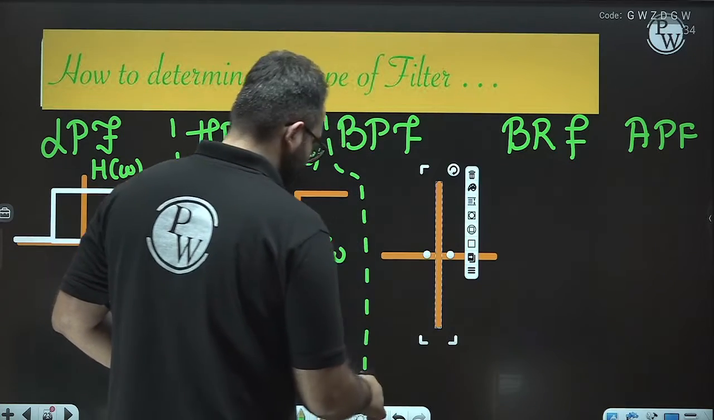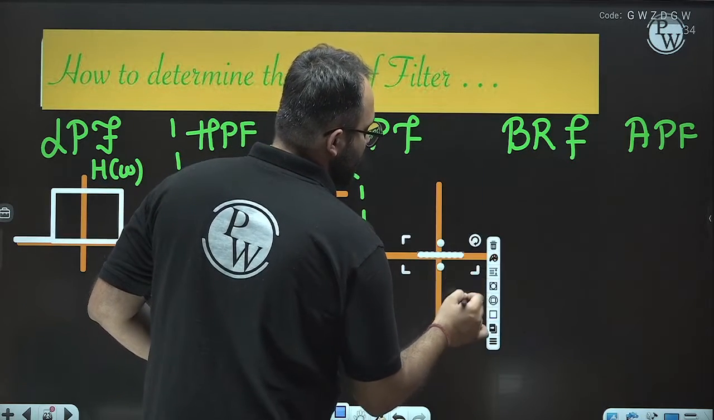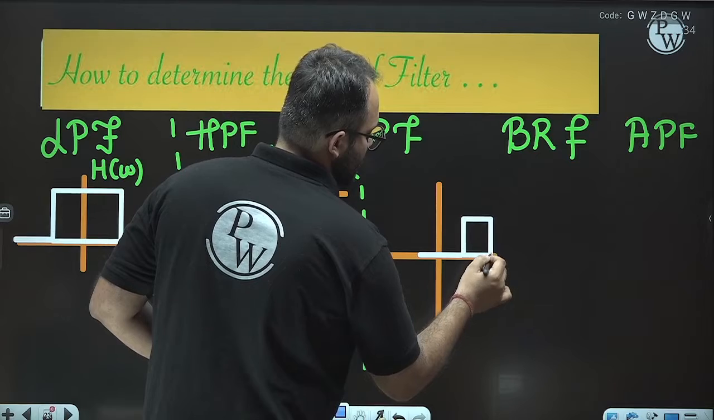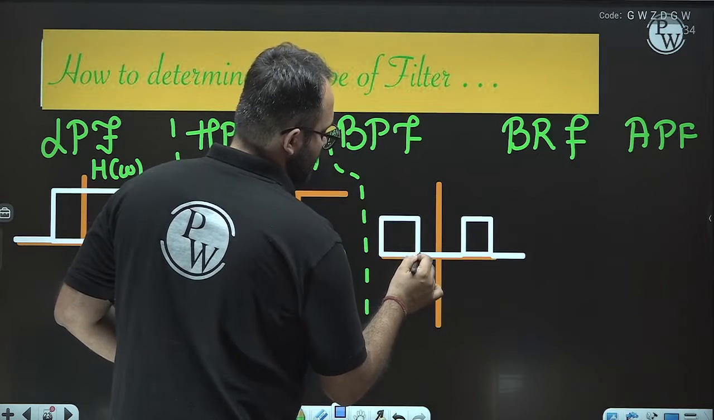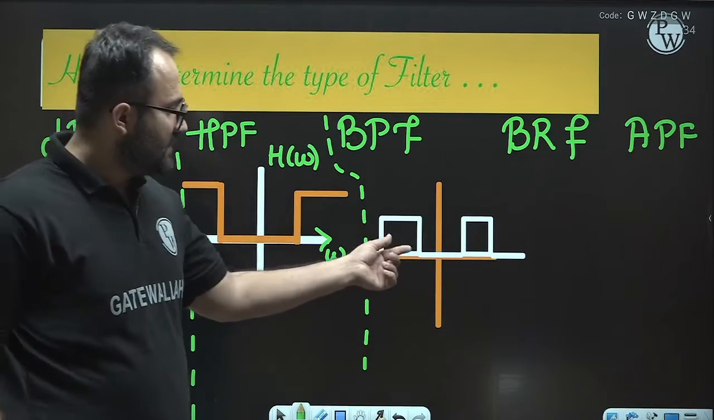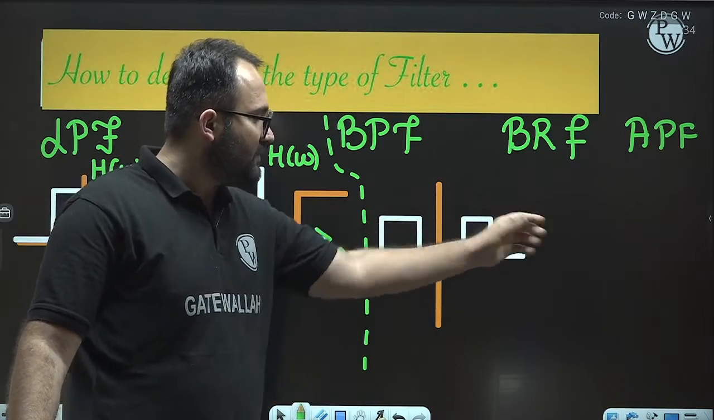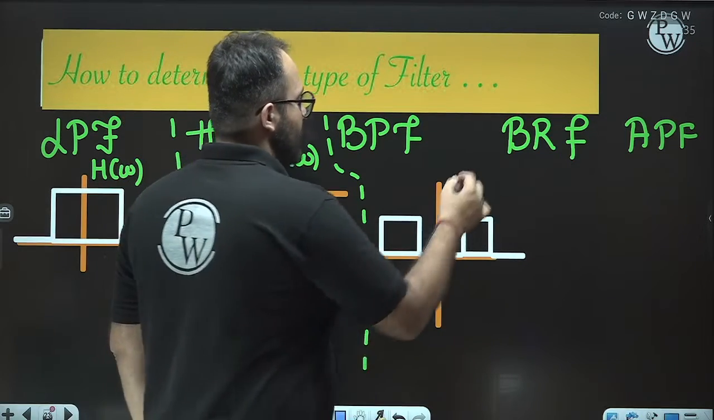Okay, band pass filter. Band pass filter is non-zero only for some range of frequencies, and then it is 0 again. So it is 0 at 0 frequency and high frequencies, but non-zero only at a range of frequencies. Okay.